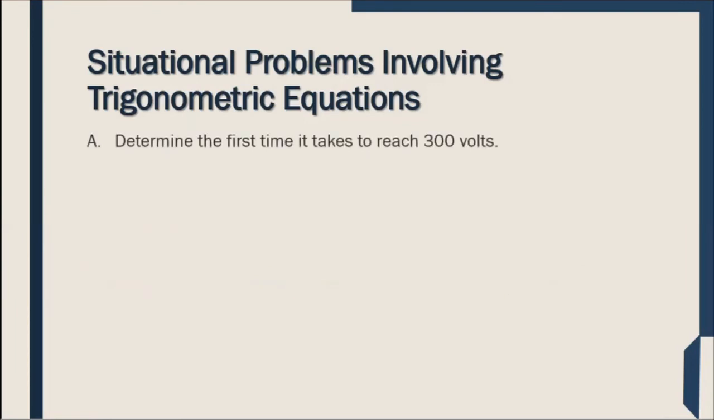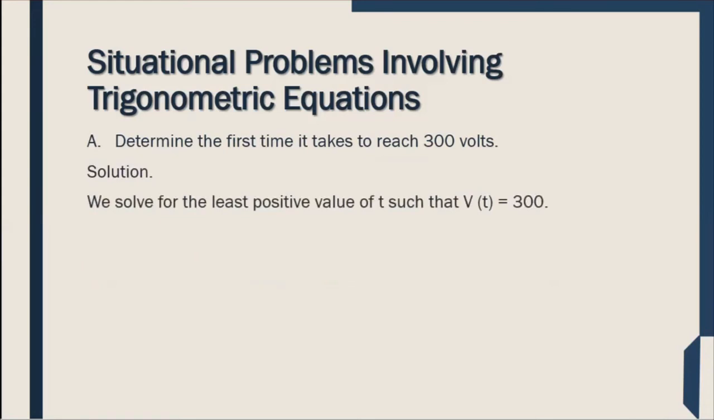Okay, dun muna tayo sa letter A. Determine the first time it takes to reach 300 volts. For the solution, we solve for the least possible value of t such that the function V of t equals 300. So, ibig sabihin, from the equation, so we have a given equation of 200 plus 170 sine of 120 pi t equals 300.